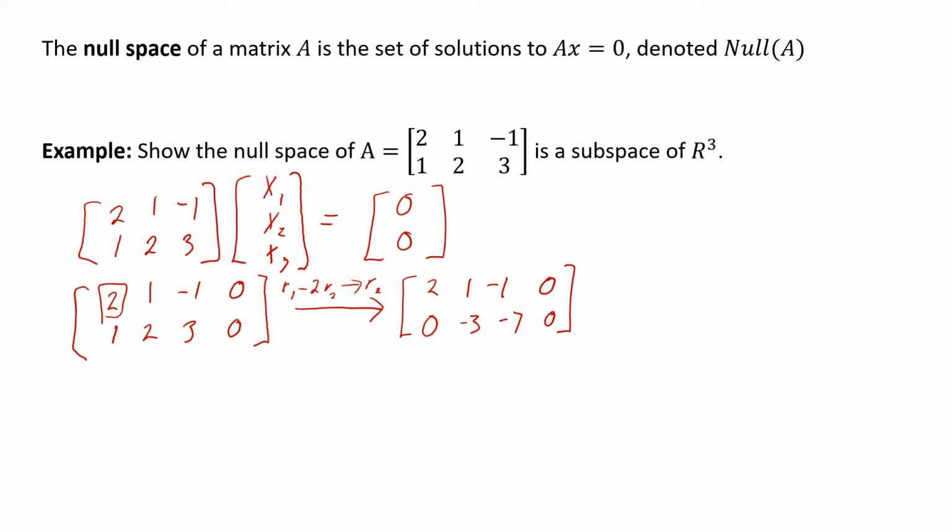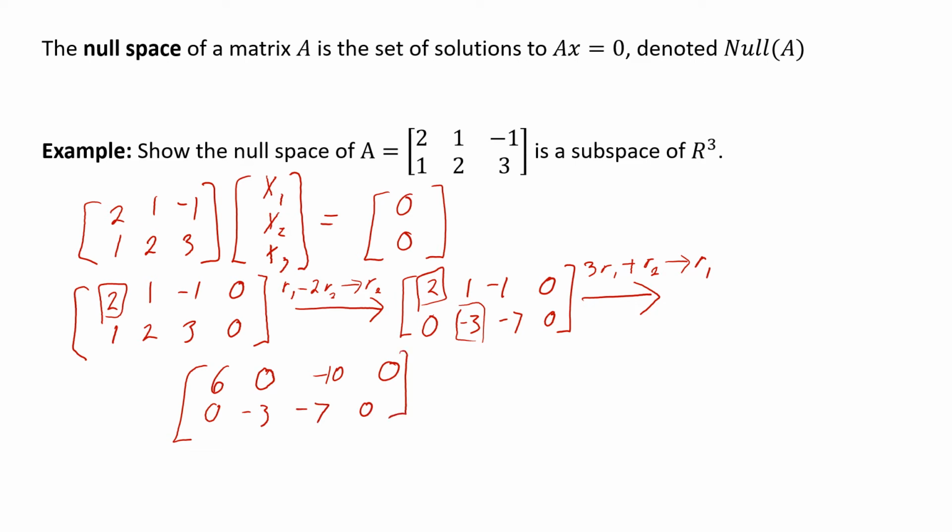Okay, so we've taken care of that first column. The second column, that's our pivot point. So we are going to do 3 row 1 plus row 2 as the new row 1. What do we end up with? We end up with 6, 0, 3 times negative 1 minus 7 gives us negative 10, and a 0, we get 0, negative 3, negative 7, and 0. And now I'm going to get it into row reduced echelon form.